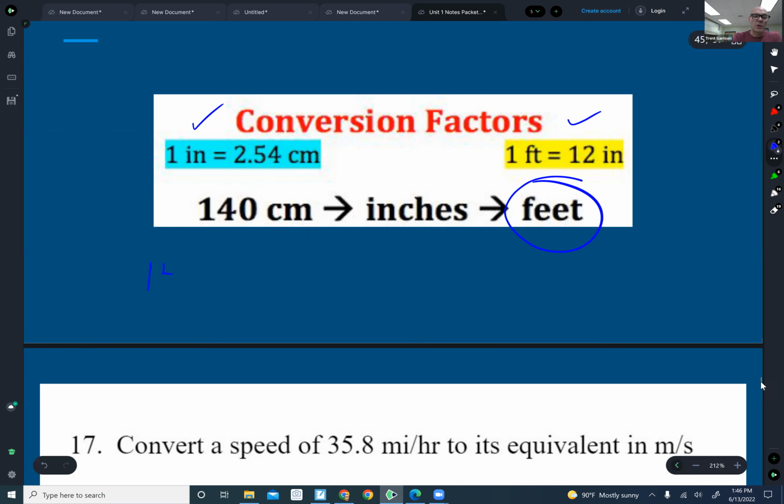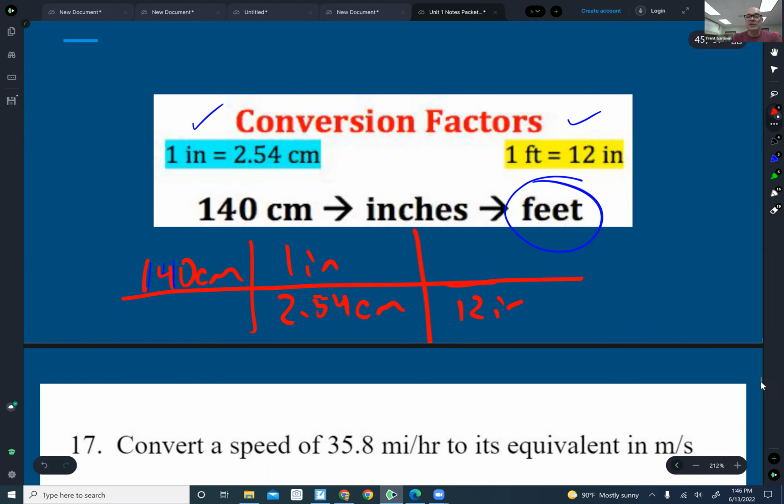So I'm going to start with what I'm given. It is 140 centimeters. For every 2.54 centimeters, there is 1 inch. For every 12 inches, there is 1 foot. So I will multiply the values across the top, 140 centimeters, inches, feet.